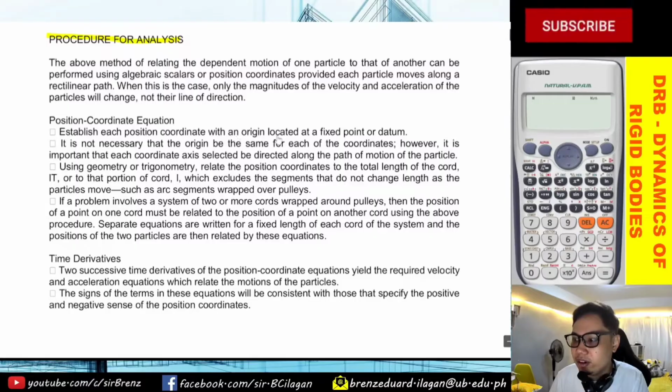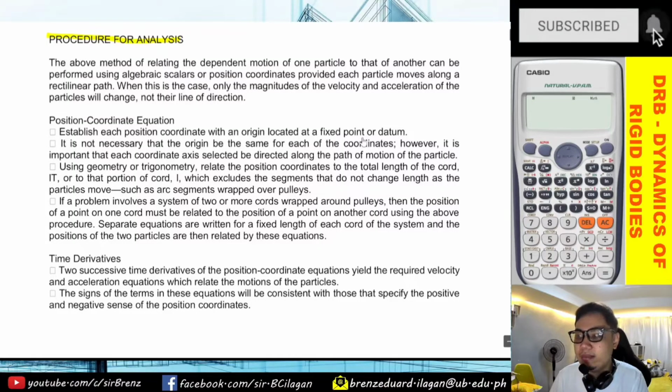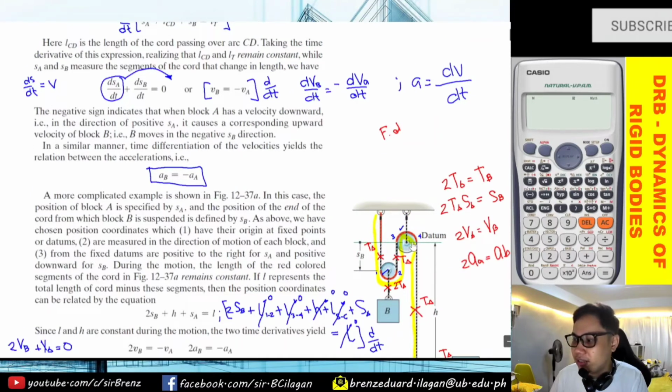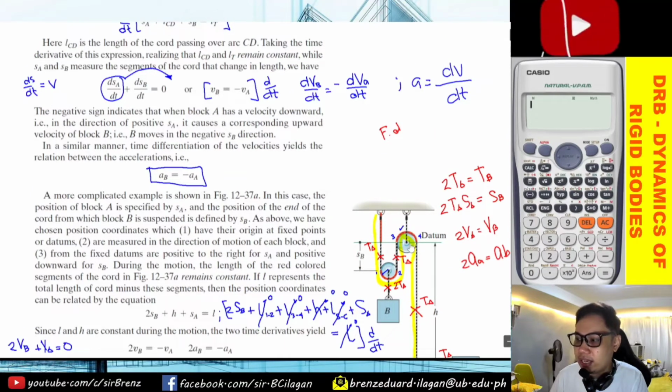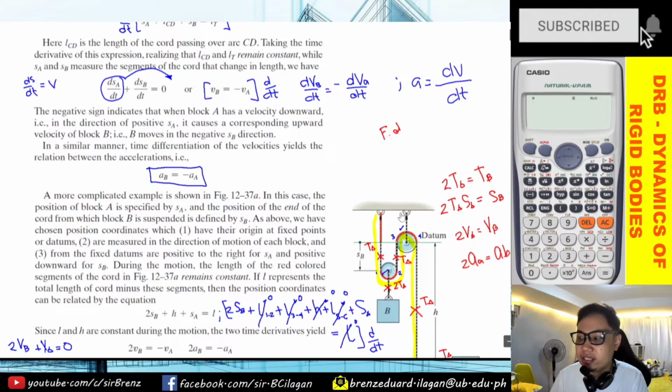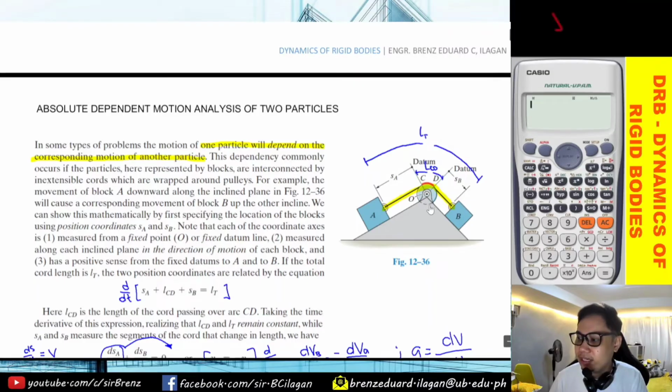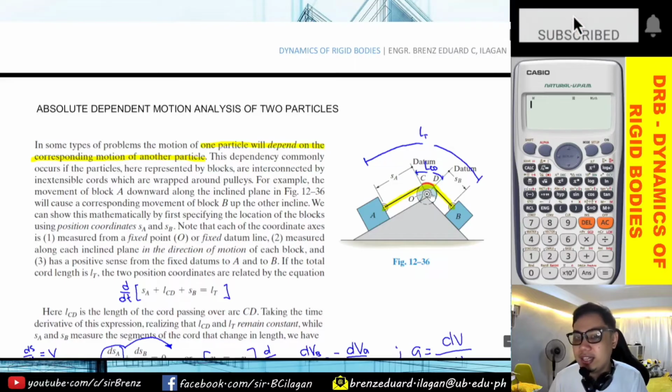So first, for the position coordinate equation, for number 1, you need to establish each position coordinate with an origin located at a fixed point or datum. So ito, maglo-locate ka ng point kung saan fixed siya, or hindi siya magbabago. Kagaya dito sa example na ito, ito yung fixed mo kasi yung pulley na ito is suspended dito, and yung support niya is rigidly fixed, connected sa iyong ceiling. So itong pulley na ito, hindi siya gagalaw kasi fixed na siya dito sa peak ng iyong inclined surface or dito sa point O. So yan yung sinet natin na datum.